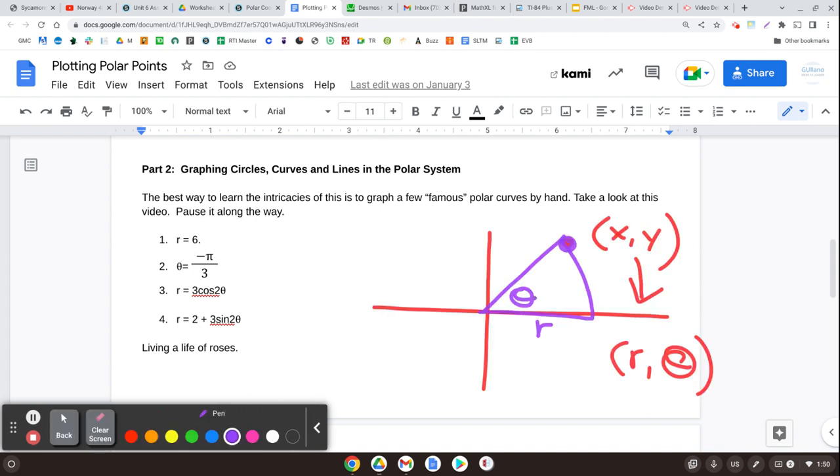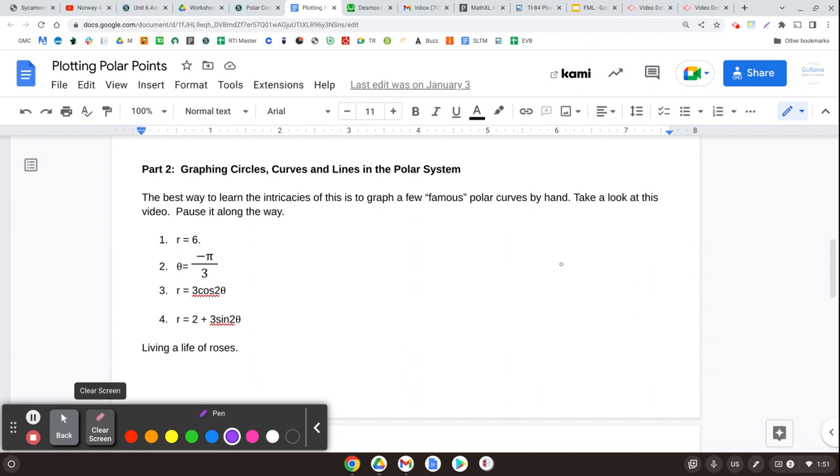All right, I was just catching people up on what polars are. It's a system that changes the way that points are mapped. We go away R units and we rotate counterclockwise theta degrees. Okay? That is counterclockwise, yes, this way.